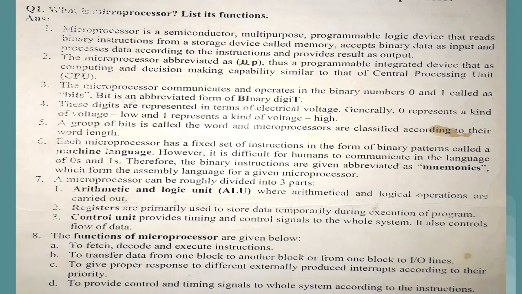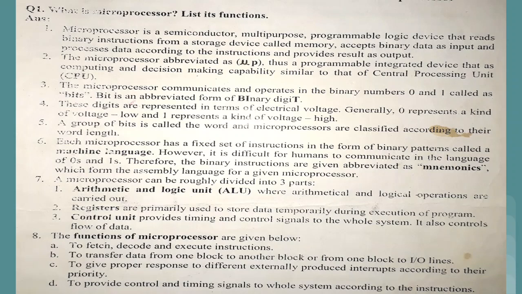The second component of the microprocessor is registers. Registers are nothing but storage devices with the help of which we can store the data temporarily during the execution of the program. The third part of the microprocessor is the control unit. Basically the control unit provides the timing and control signals to the whole system. So this unit is also important. Basically the microprocessor is divided into 3 main sections. The first one is the ALU, the second one is registers, sometimes called temporary registers also, and the last part is the control unit.